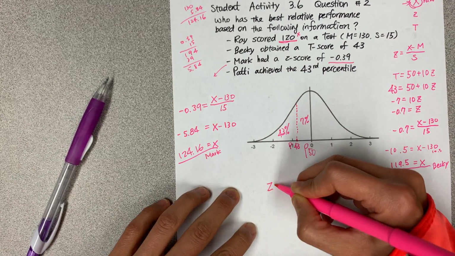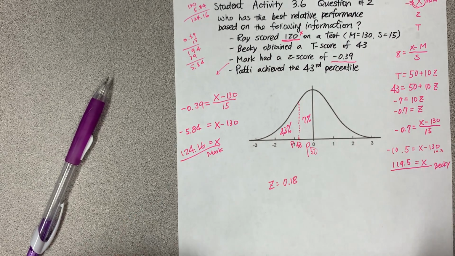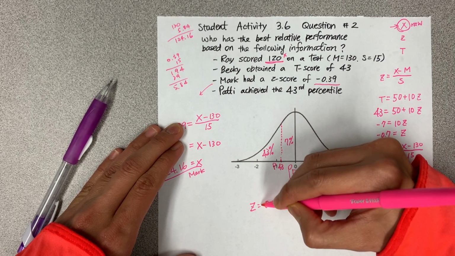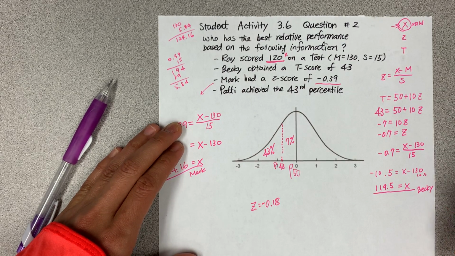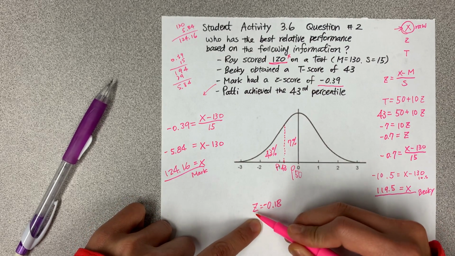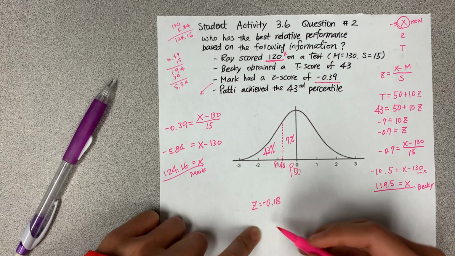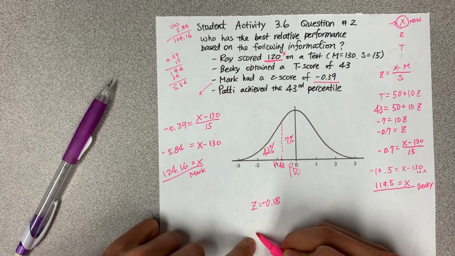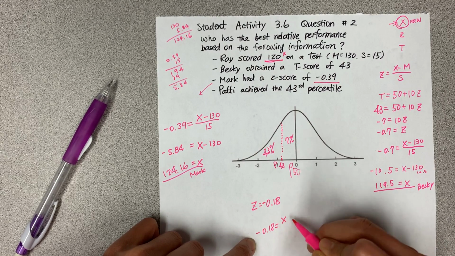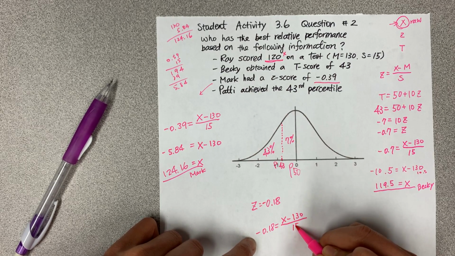So I have a z-score of 0.18. Be careful, because it's on the left-hand side, so remember you need a negative there. The 43rd percentile is a z-score of negative 0.18. I'm going to use the same equation: z is negative 0.18 equals x, which I don't know, minus 130, over 15.